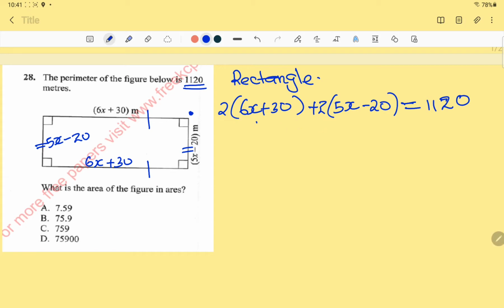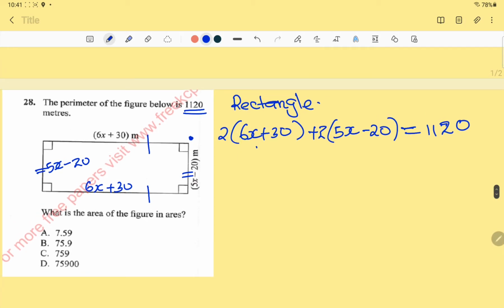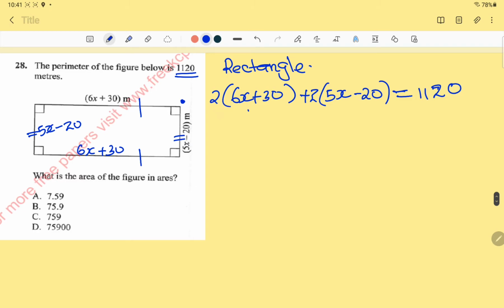Now this is an algebraic equation that we have formed. Now we have to solve this equation. Okay, we open the brackets. 2 multiplied by 6x will be 12x, plus 2 times 30 is 60, plus 2 times 5x is 10x, minus 2 times 20 is 40, is equal to 1120.